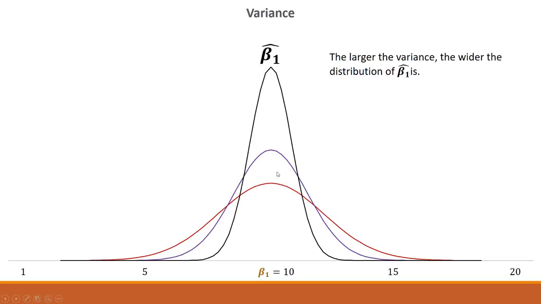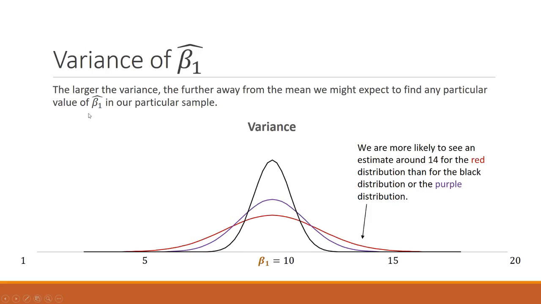That means it's less likely to find a value of beta 1 hat near the mean and more likely to find a value of beta 1 hat above the mean or below the mean. Okay, so the larger the variance, the further away from the mean we might expect to find any particular value of beta 1 hat in our particular sample. All right, so we are more likely to see an estimate around 14 for the red distribution than we are for the purple distribution than we are for the black distribution, for example here.